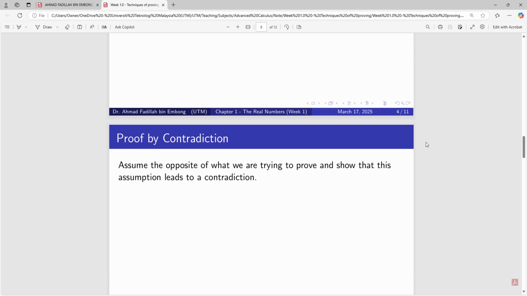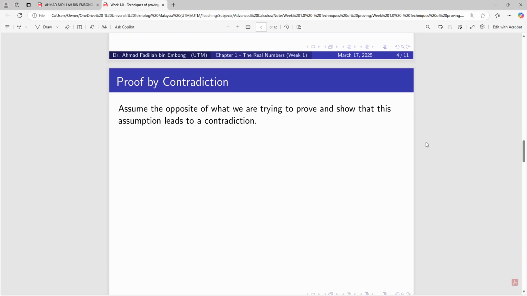Okay, so next one, proof by contradiction. Proof by contradiction is one of the popular methods that we use in mathematics. Basically, to prove by contradiction, we are going to assume the opposite of what we are trying to prove, and show that this assumption will lead to a contradiction. So you do not go directly to the problem, but you assume the inverse. Then with that assumption, you show that there is some problem or some contradiction with the assumption.